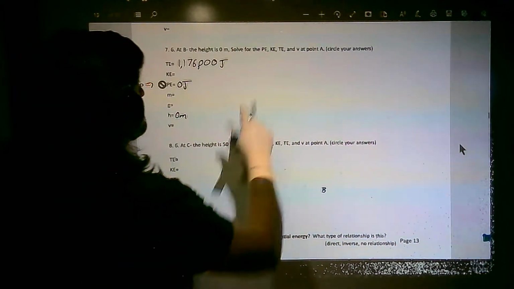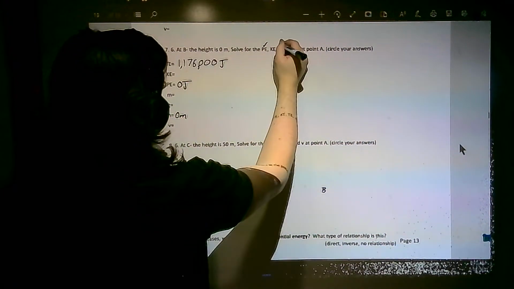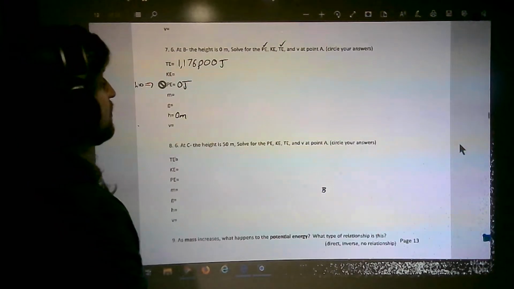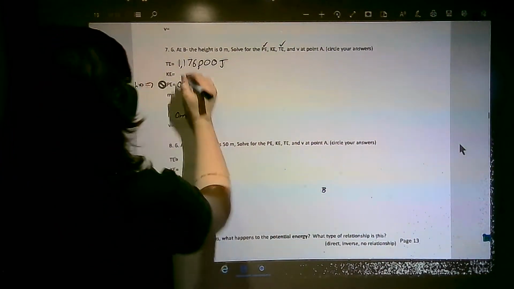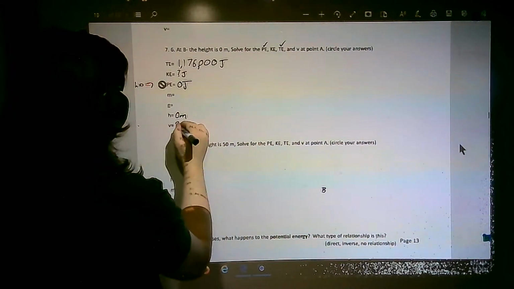And now we need to solve for PE. Oh, we took care of that. We know our TE because we brought it from the last problem. And now we need to solve for our kinetic energy, question mark, and our velocity.